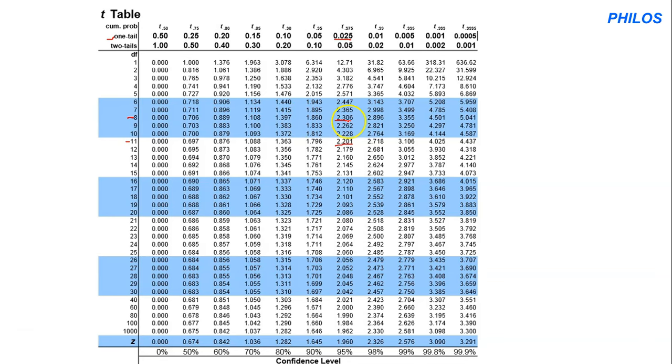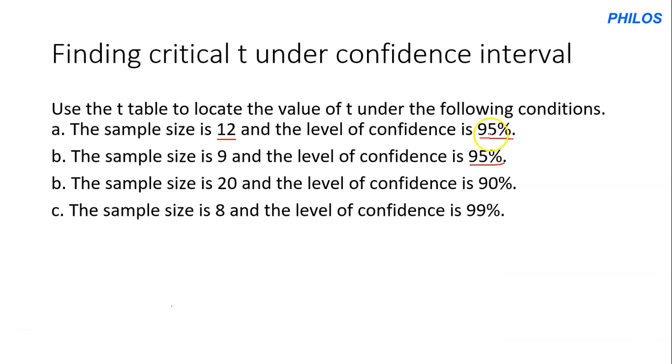This is a degree of freedom of 8. So we get 2.306. Now look at question A and B. We have the same confidence level, but we didn't get the same t-scores. That is because their sample sizes are different. You see that. Now let's go to question C.